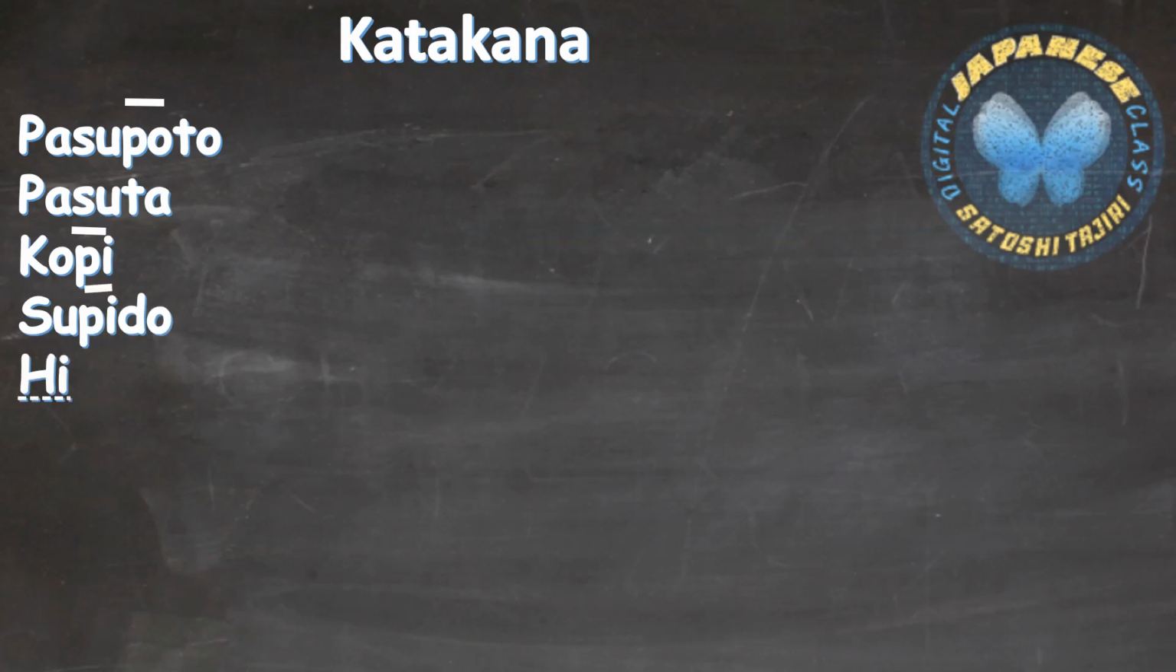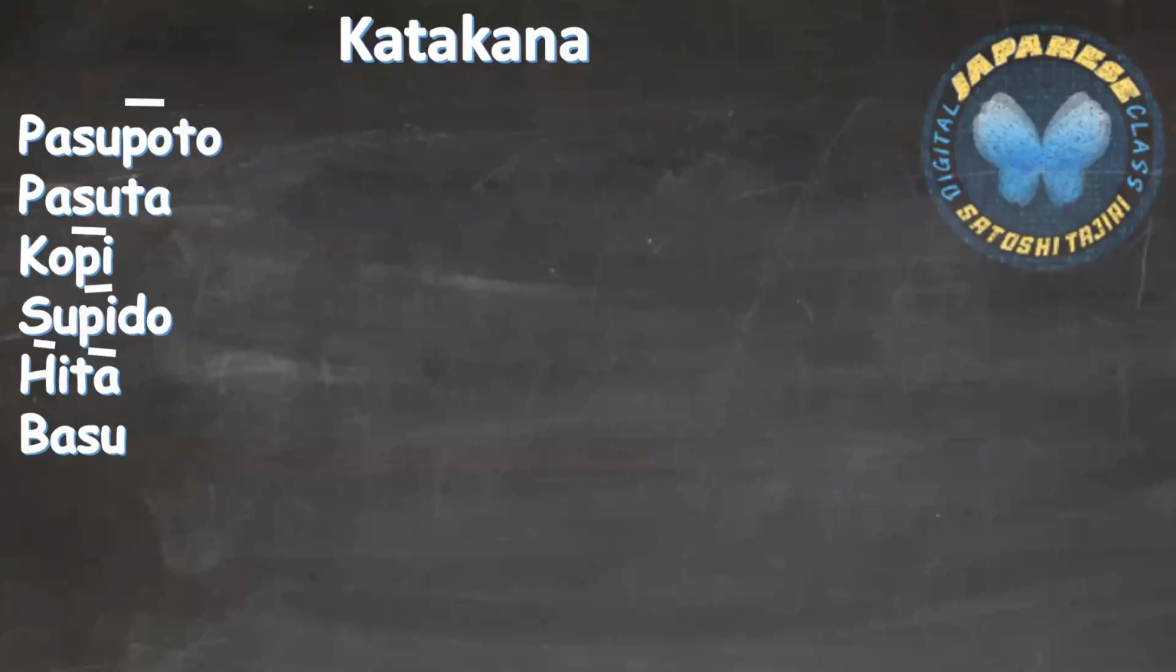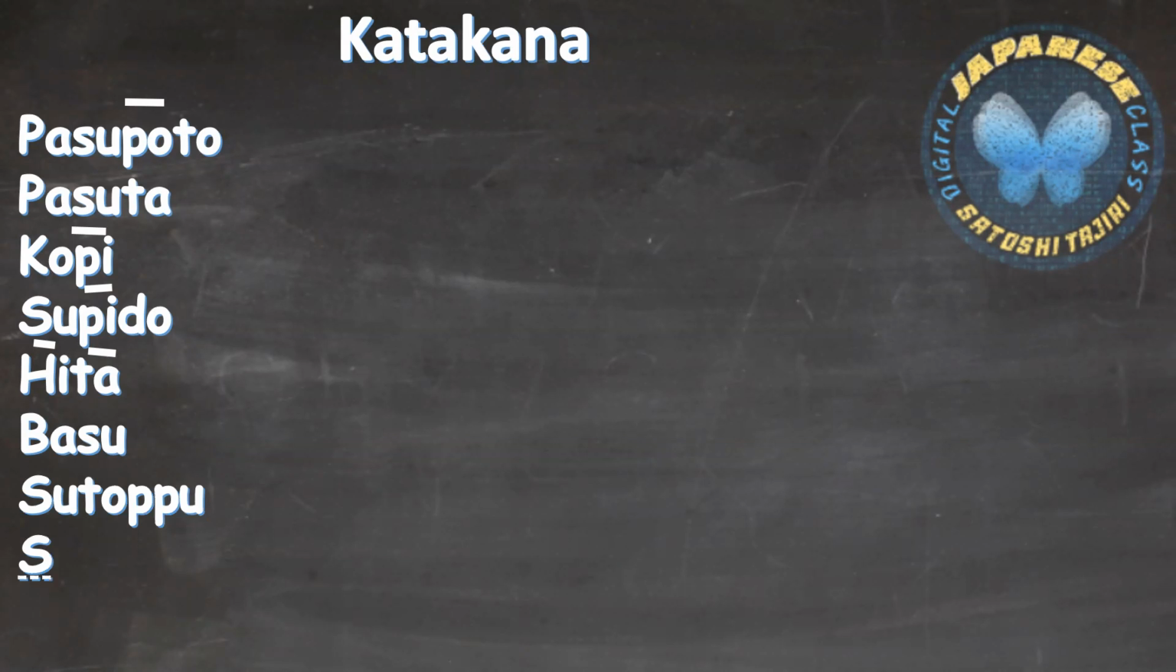Next, we have our hītā, but there will be a long one to them. Hītā, heater. Then we have our basu, it's bus. Then we have our sutoppu, sutoppu means stop. Then we have our sābisu, service. So let's try to write the following.